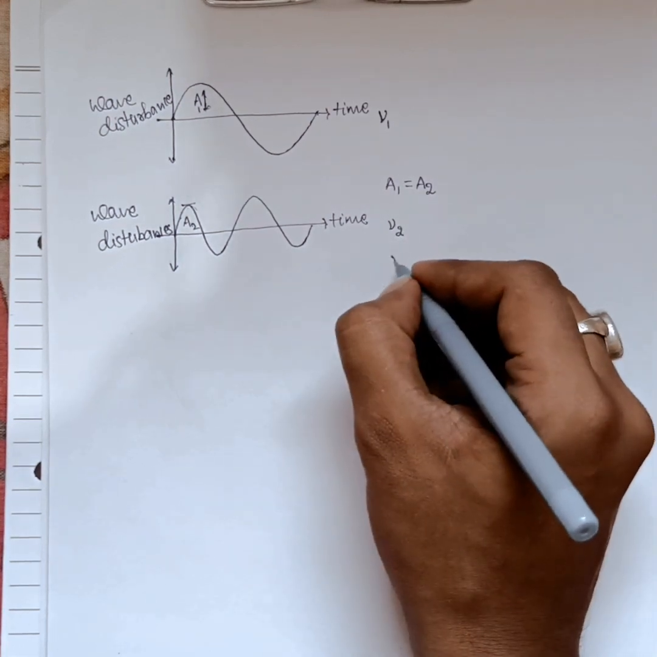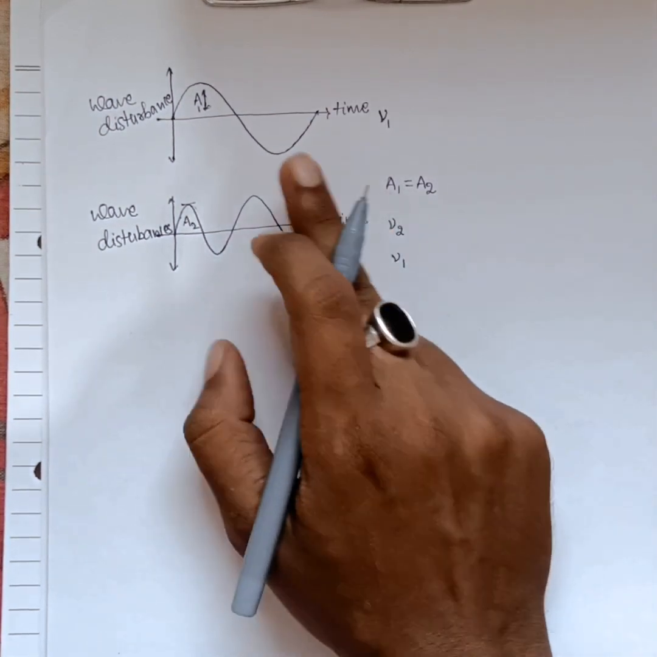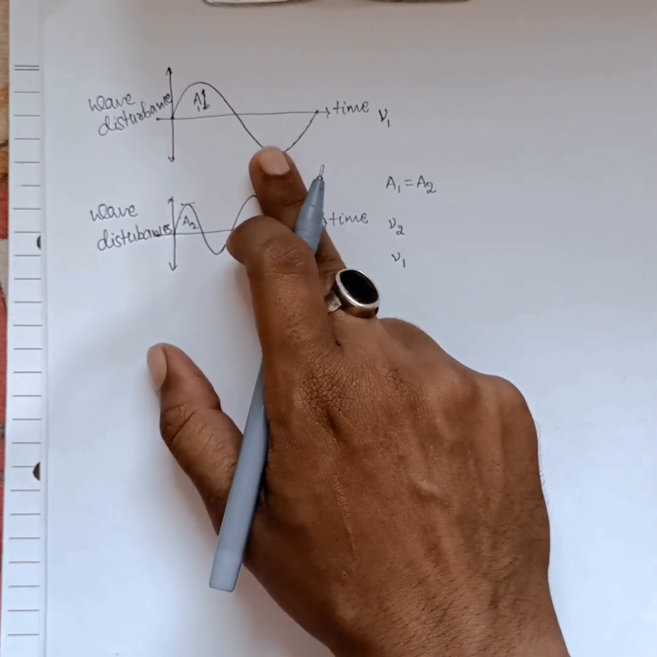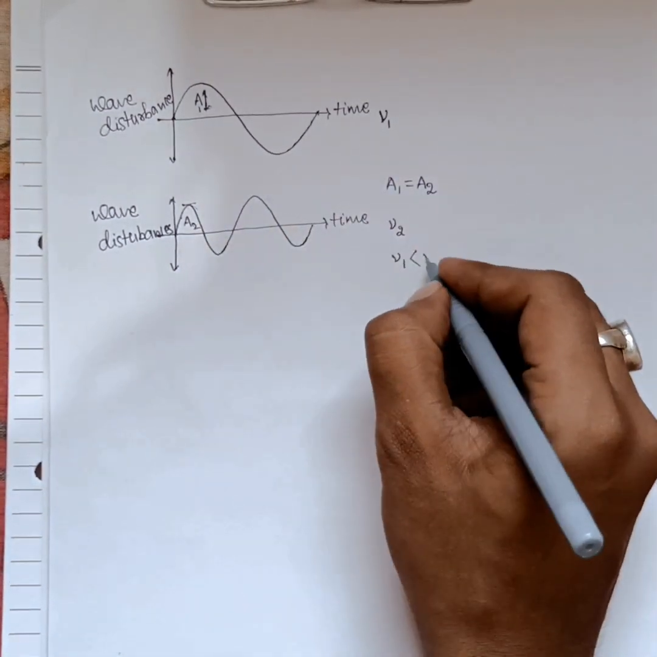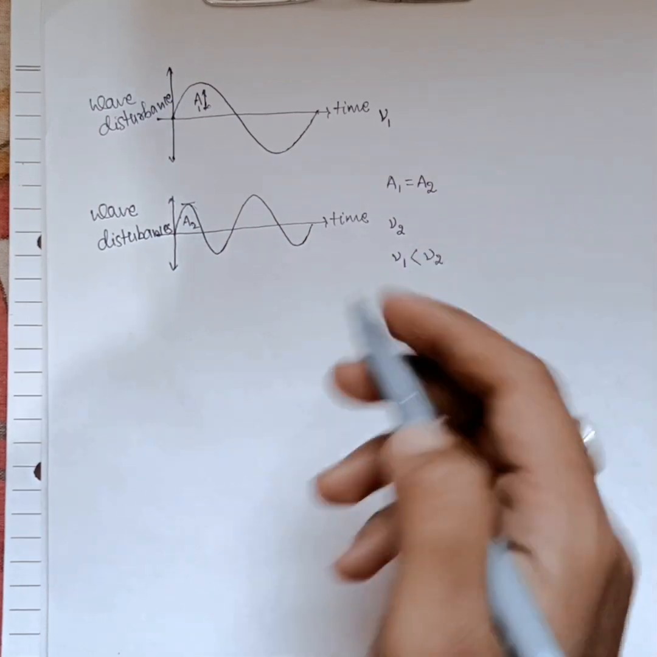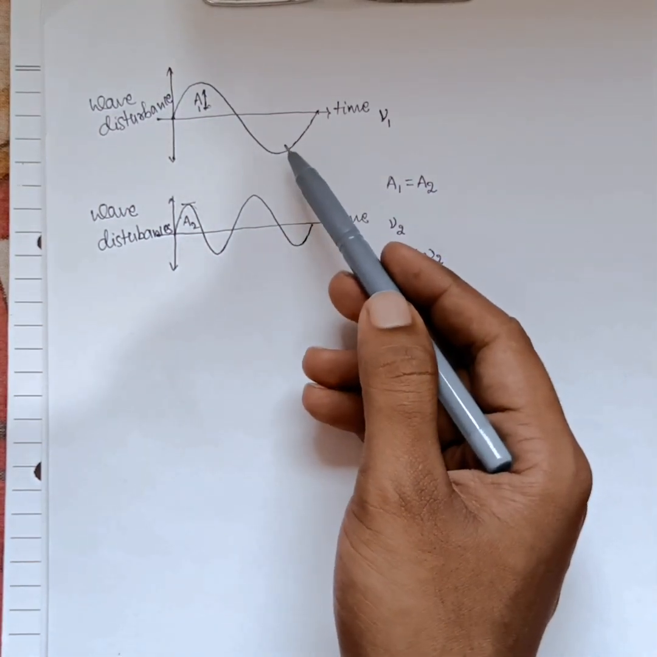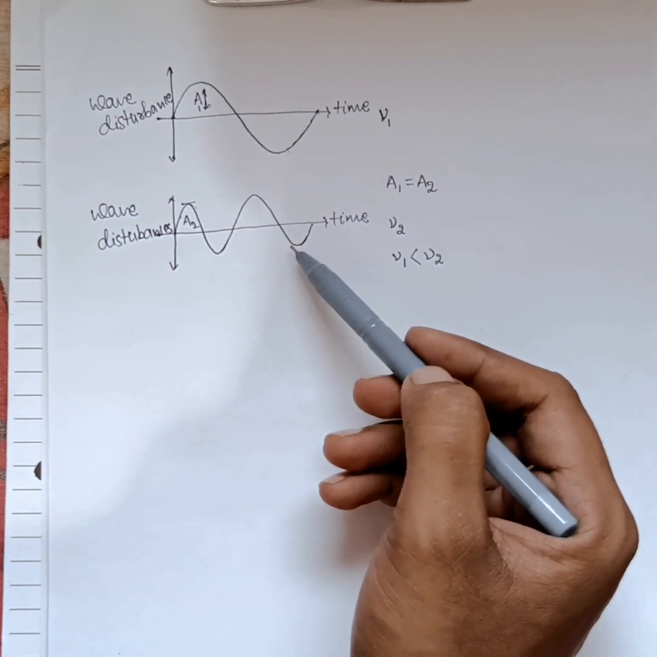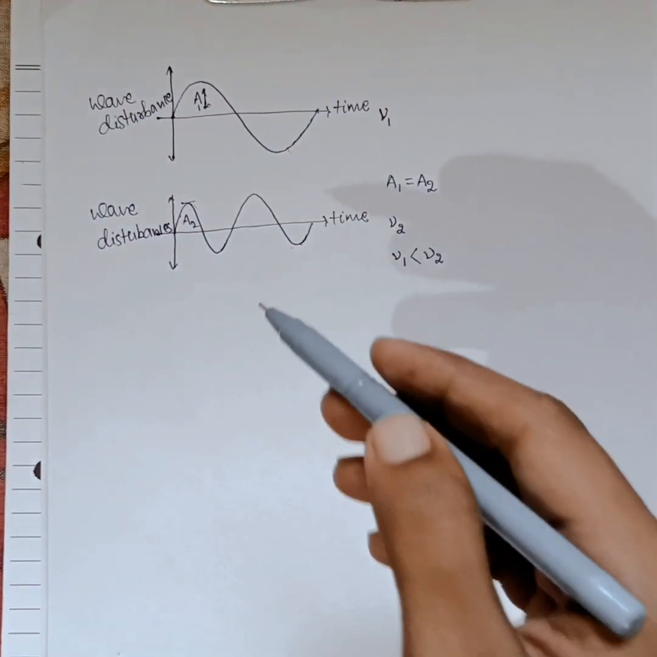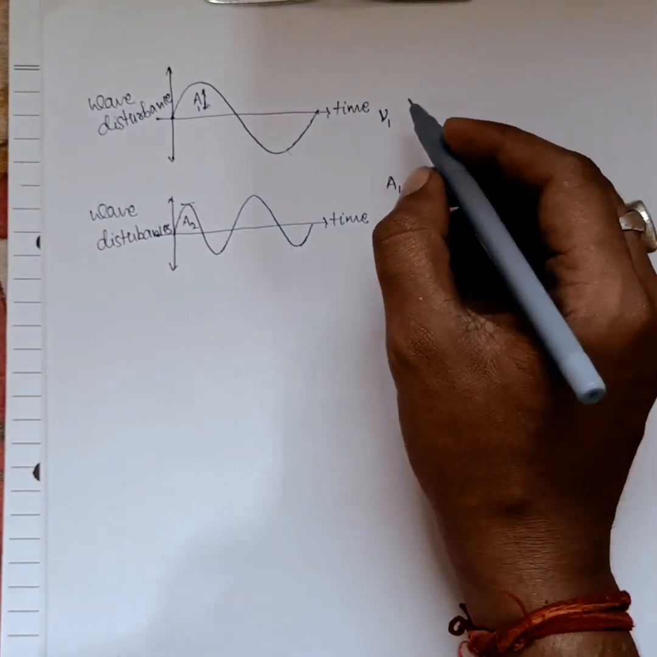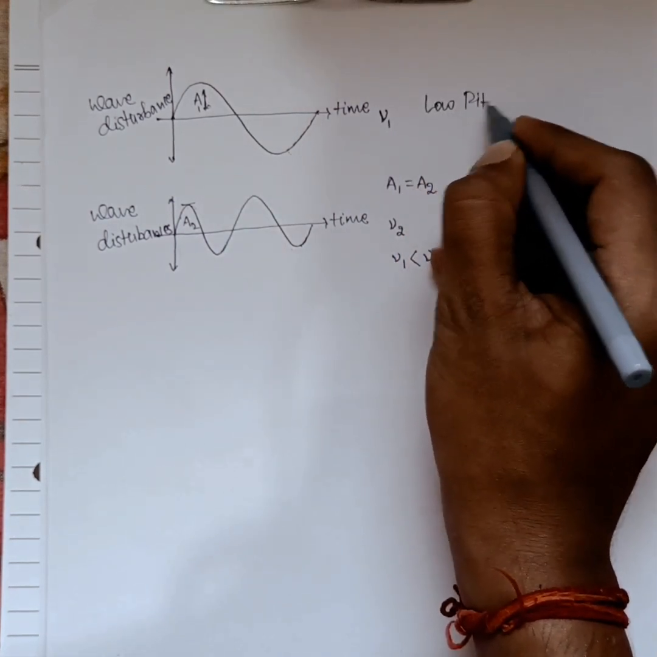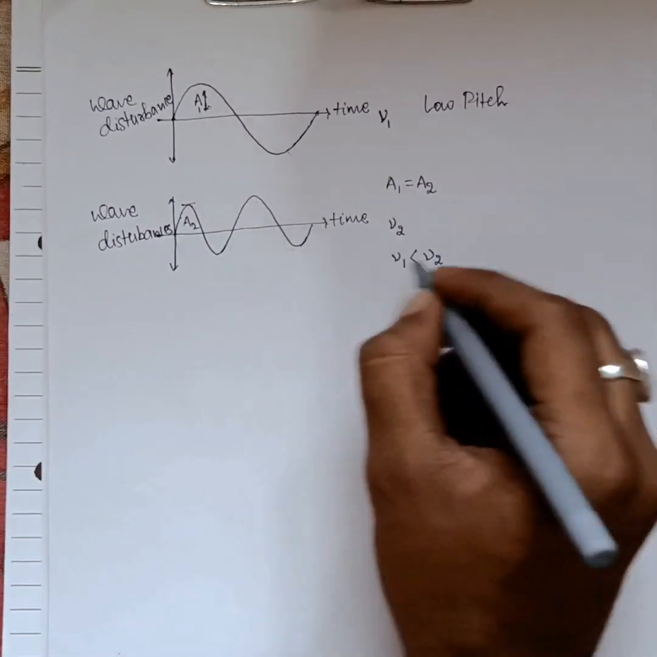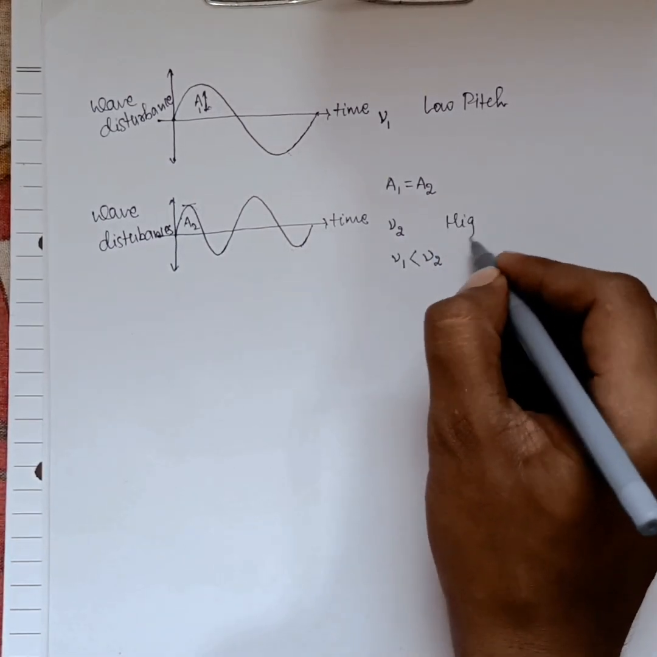Here mu1, the frequency of sound wave 1, is less than the frequency of sound wave 2. So since the frequency over here is less and the frequency over here is more, we consider this to be a low pitched wave, and here it is a high pitched wave.